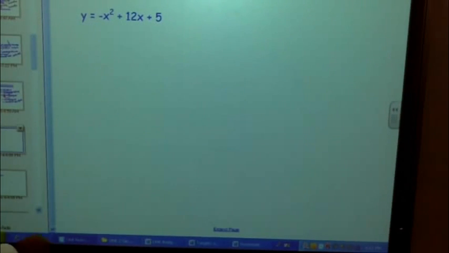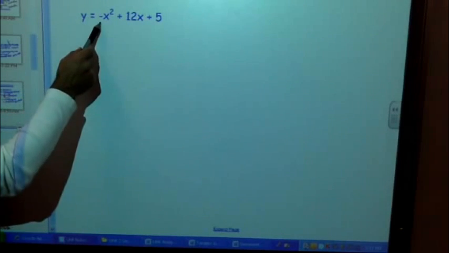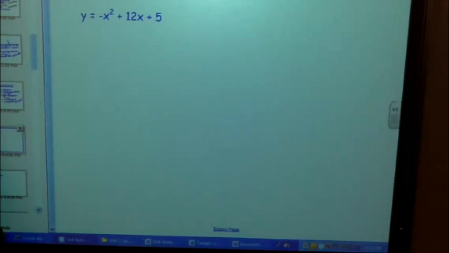Okay, class. Now we're going to take a look at two other examples of completing the square. Now I have written a parabola that is in standard form, and it is different from earlier examples because the leading coefficient is now negative. The leading coefficient is -1. So it is different from the examples we did before. How do we tackle this?